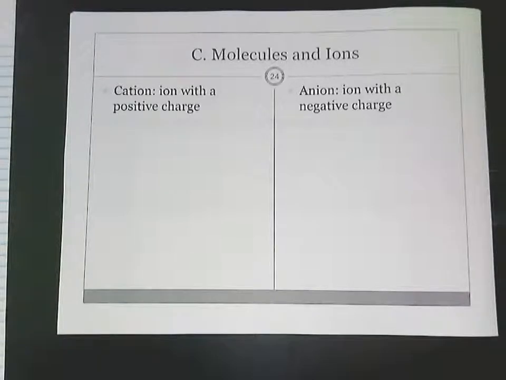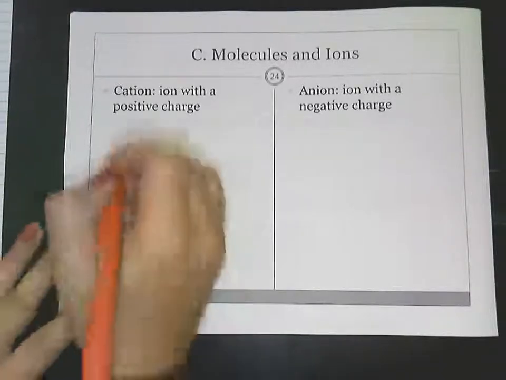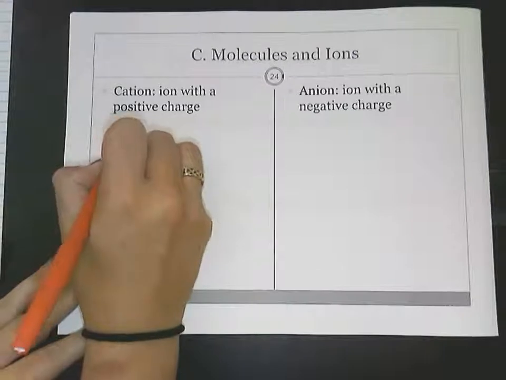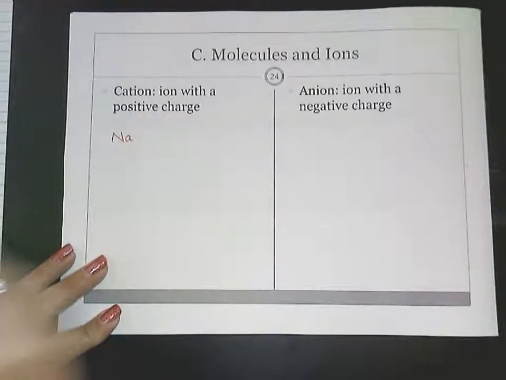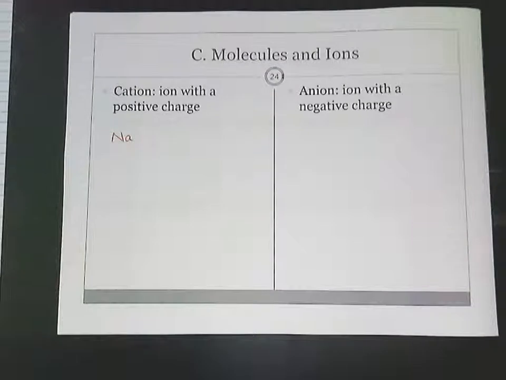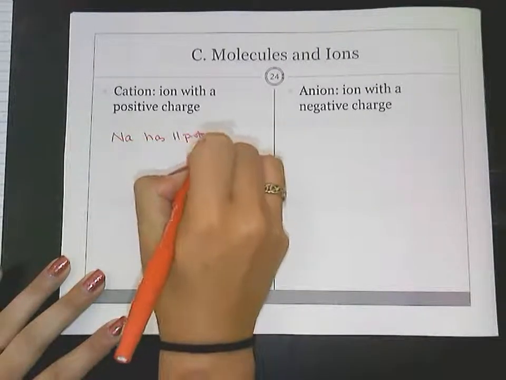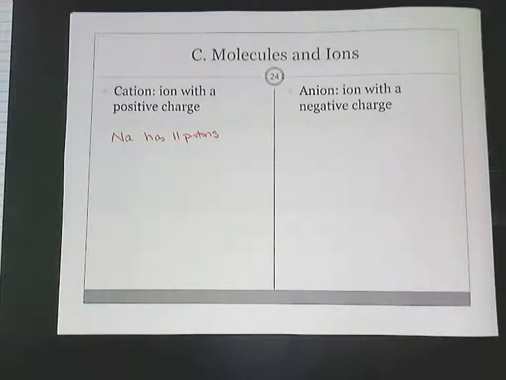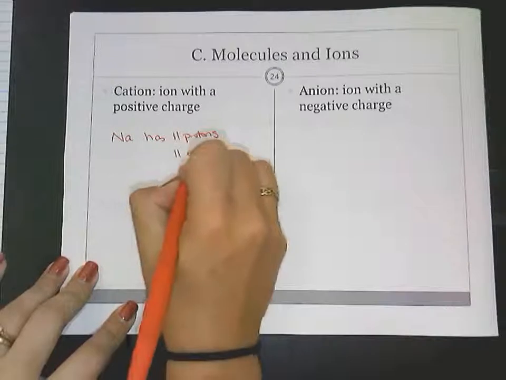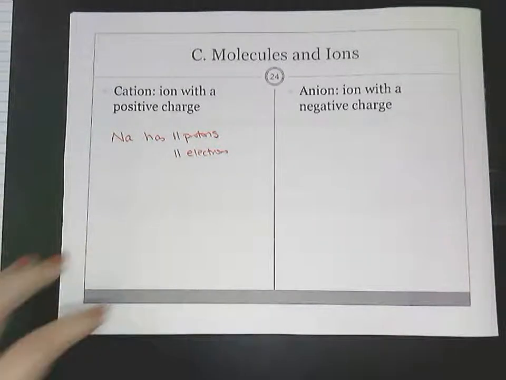All right, so let's talk about some examples. Let's say I have sodium. If I go to my periodic table, what is the atomic number of sodium? 11. So if it's the atomic number 11, how many protons does it have? Also 11. And if it's neutral, how many electrons should it have? Also 11. So if I have sodium, there's normally 11 protons and 11 electrons.